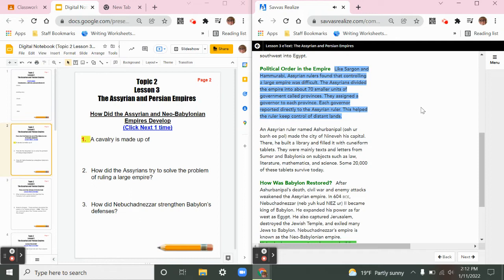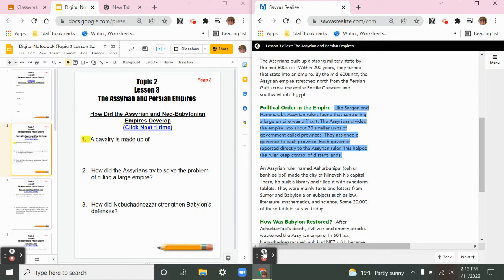An Assyrian ruler named Ashurbanipal made the city of Nineveh his capital. There he built a library and filled it with cuneiform tablets. They were mainly texts and letters from Sumer and Babylonia on subjects such as law, literature, mathematics, and science. Some 20,000 of these tablets survive today.